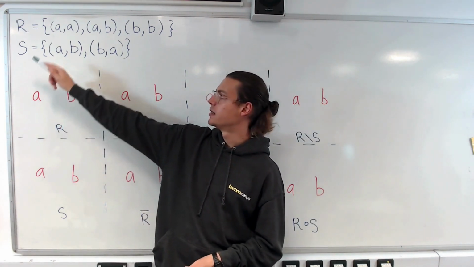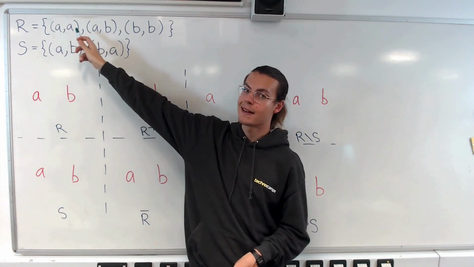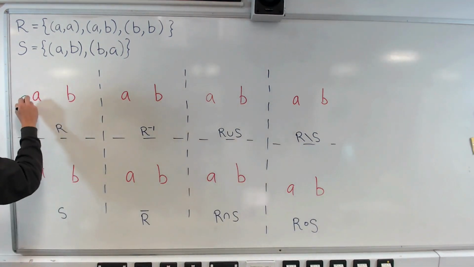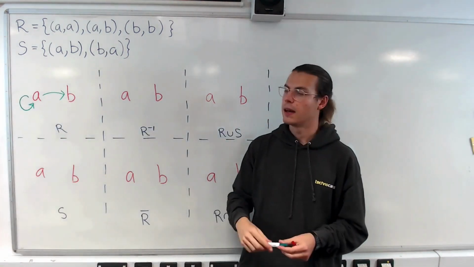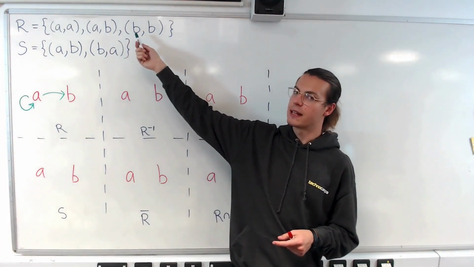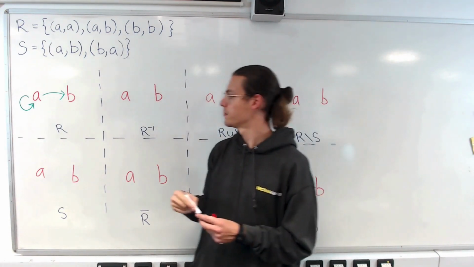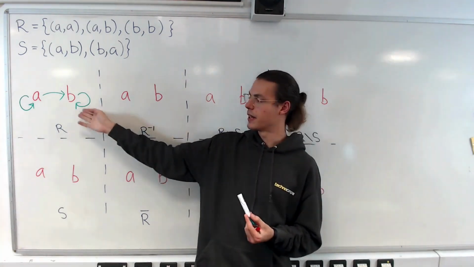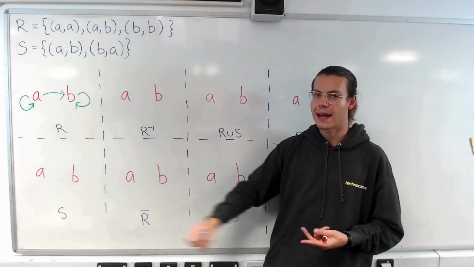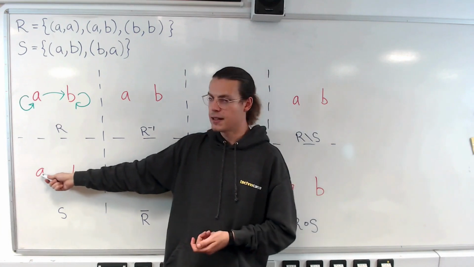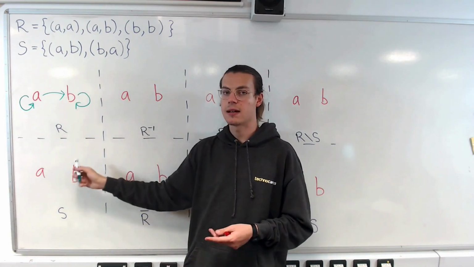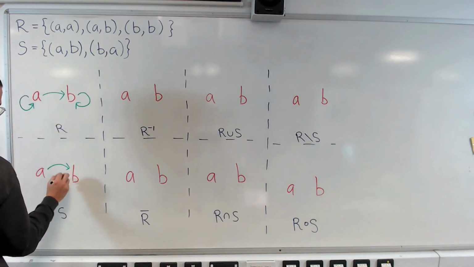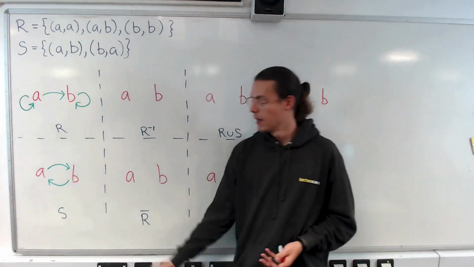Now, A is related to both itself and B by R. And B is related to only itself. And that's the relation R. S next. A is related to B, and B is related to A. And that's it.